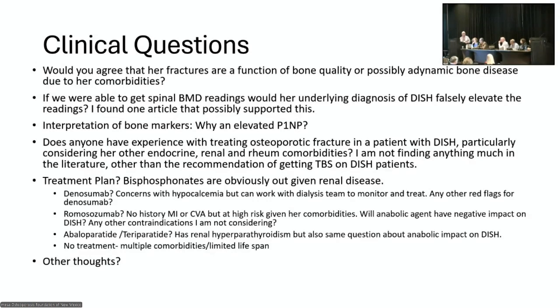And then in that case, even though with a mild elevation of PTH for the fracturing patient, I would treat it with teriparatide or abaloparatide.